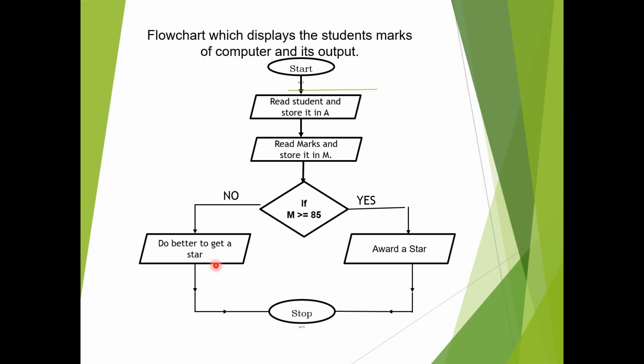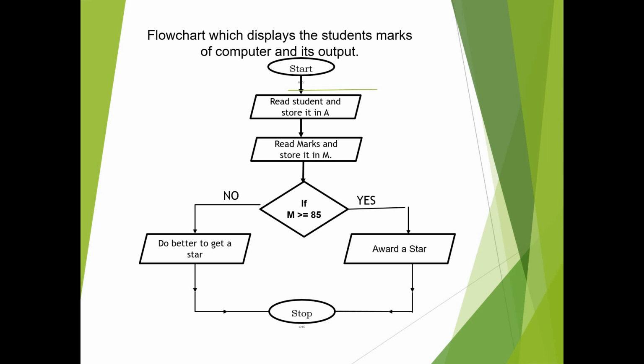Clear children? Marks greater than or equal to 85 ആണെങ്കിൽ ആ കുട്ടിക്ക് yes ആണെങ്കിൽ ആ കുട്ടിക്ക് സ്റ്റാർ കൊടുക്കണം. If it is not greater or equal to 85, it should print the output as do better to get a star. Clear children? And both the arrows, after printing both the outputs, if it is yes, it should print this output. If it is no, it should print this output. After printing that output, it should connect the symbol to a stop. Clear children? After printing this output, it should connect to stop.